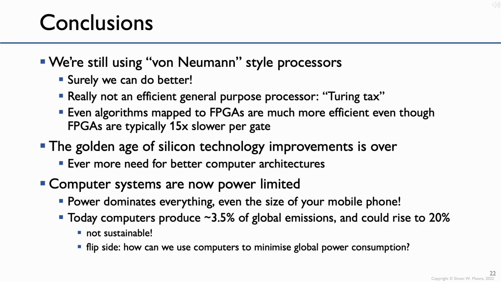So to conclude, we're still using von Neumann style processors. I mean, this is an idea from the 1940s, for crying out loud. Surely we can do better. It's really not an efficient general purpose processor, and I've heard some people refer to it as the Turing tax. Do we want to keep paying the Turing tax? As we've seen, accelerators help a bit, but we still very much have von Neumann processors coordinating everything. And that's a way to go, but surely we can do better.